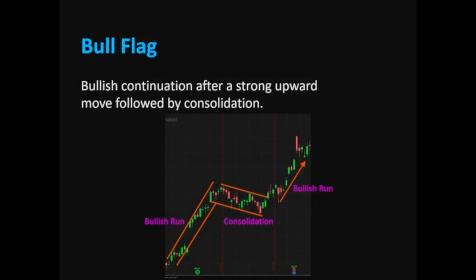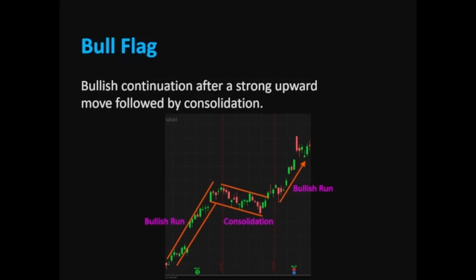Now let's look at a bull flag. A bull flag is a bullish continuation after a strong upward move, followed by consolidation. This is an image of what a bull flag looks like. As you can see, we initially had a bullish run, and then the price consolidated. If you look at the bullish run and the consolidation, it looks a lot like a flagpole and a flag. Eventually, price broke out of that consolidation range, and we had another bullish run to the upside.